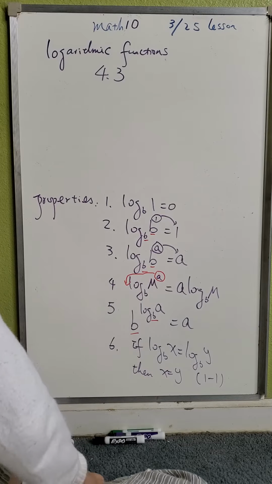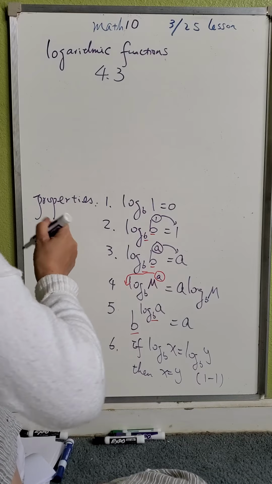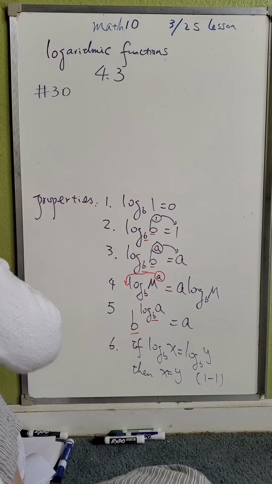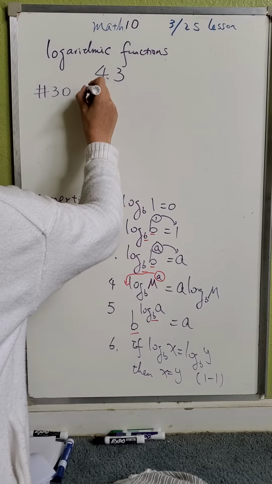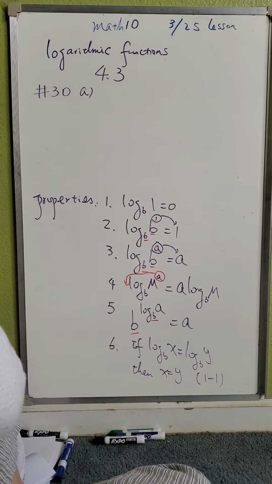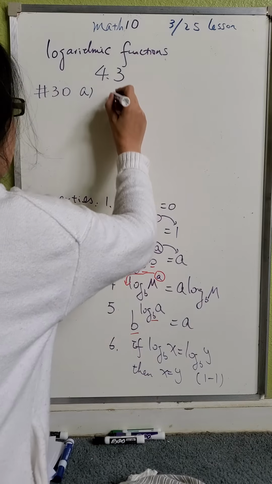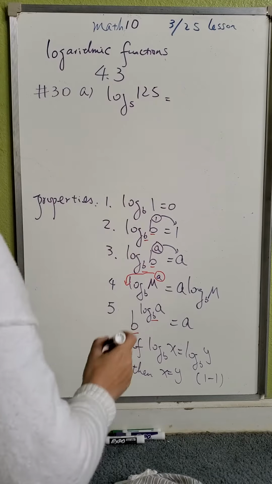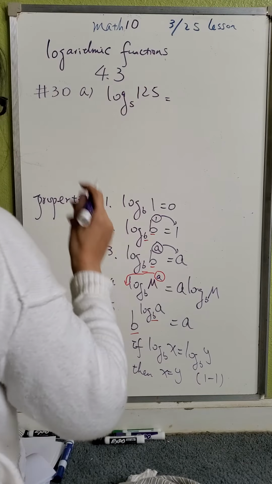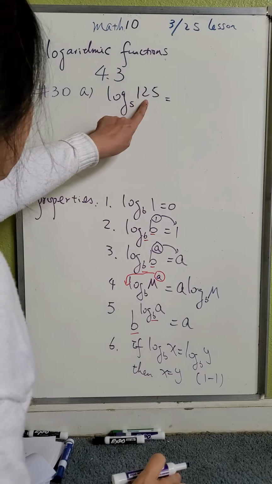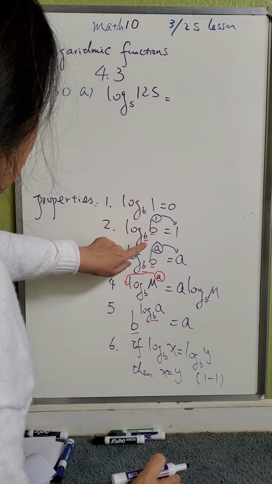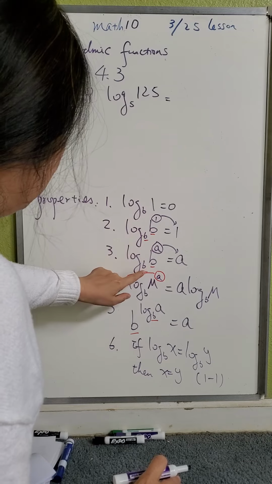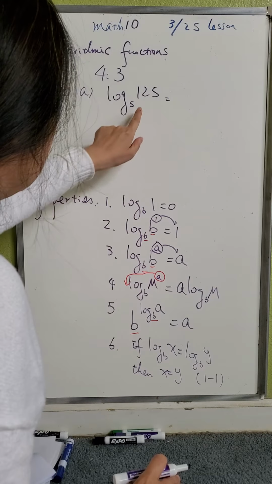Let's look at problem number 30. For A, we have log base 5 of 125. What is that equal to? You look at the property, and these are 125, it's not 1. These two numbers are supposed to be the same, and they're not the same here.